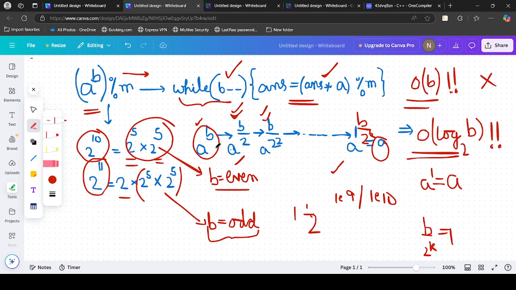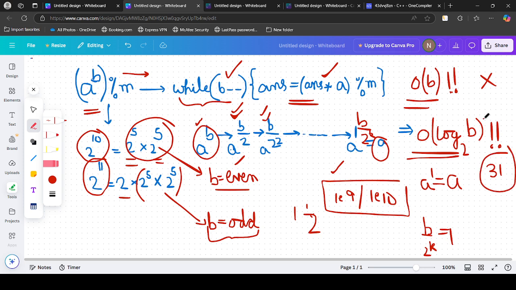So if we do it this way, the time complexity is log b, which is very significantly less than this. And even for values like 1e9 and 1e10, the number of iterations is approximately 31. So we are able to perform this in approximately constant time. So in this way we can try to optimize a power b.